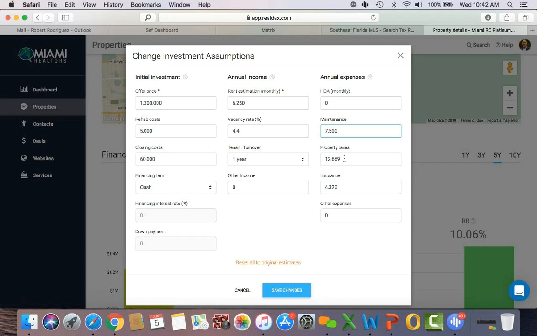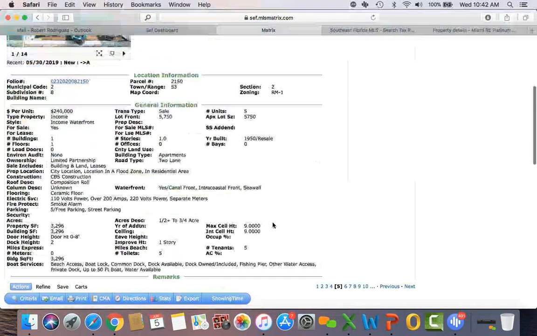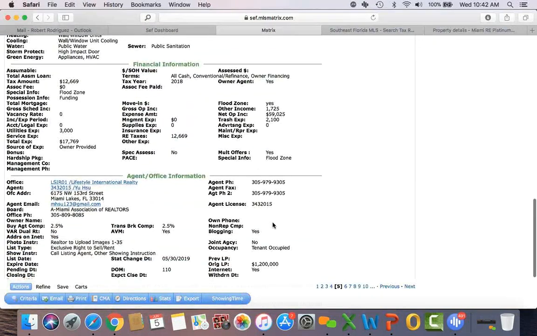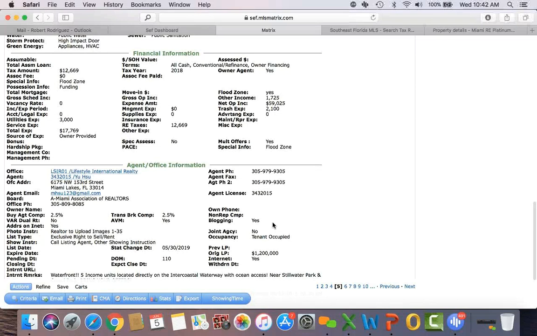Now, your property taxes, you need to verify your property taxes. You need to verify the insurance, and then your other expenses such as water and other maintenance expenses that you may incur when owning one of these properties. I'm going to go back to Matrix and see if they tell us anything as far as expenses are concerned. So your taxes, utilities, they're telling you $3,000 in utilities, $2,100 in trash, so that's about $5,100 right there. And you do have other income as well, so there's probably some coin laundry in there.